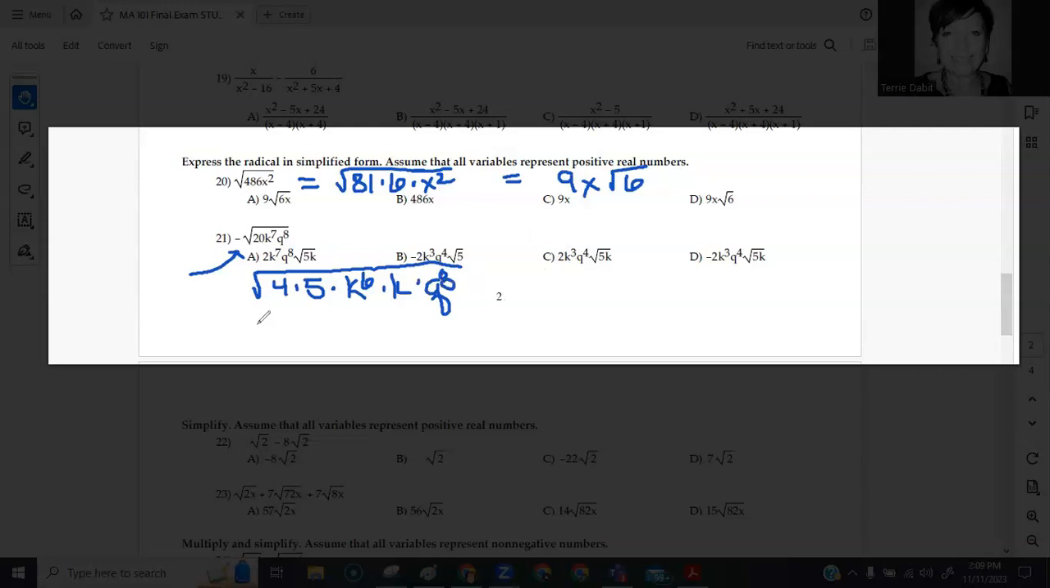So let's see what can come out and what has to stay on the inside. Square root of 4 is 2. Square root of 5, can't do anything with it. Put it on the inside. Square root of k to the 6 is k cubed. So that goes out. The square root of k to the first power has to stay in. And then the square root of q to the 8th is q to the 4th.